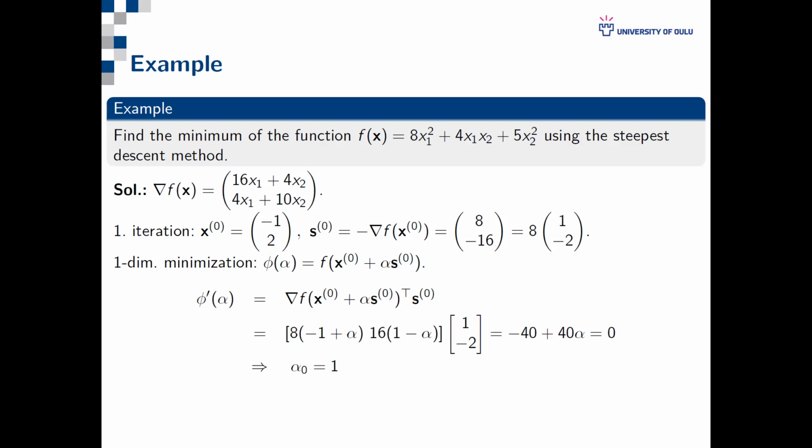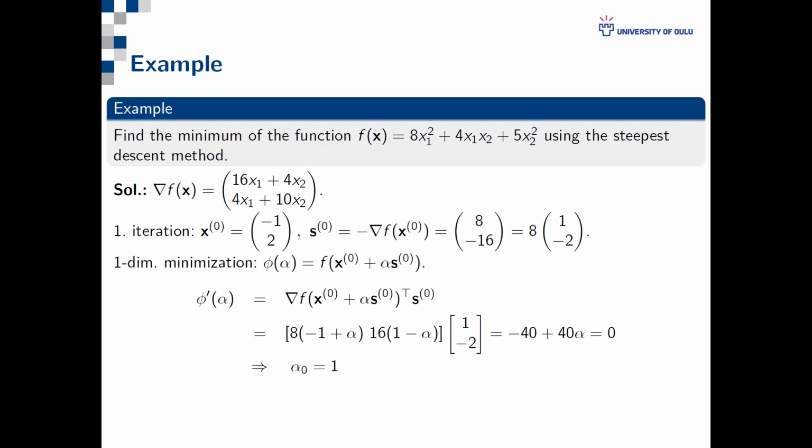I compute the search direction, so minus gradient of f at x0. So here is -16 plus 8. So it's -8, but multiplied by -1, it is 8. 4 times -1 is -4, plus 10 times 2, it's 16. So it's -16 here. Okay. Here is my search direction.